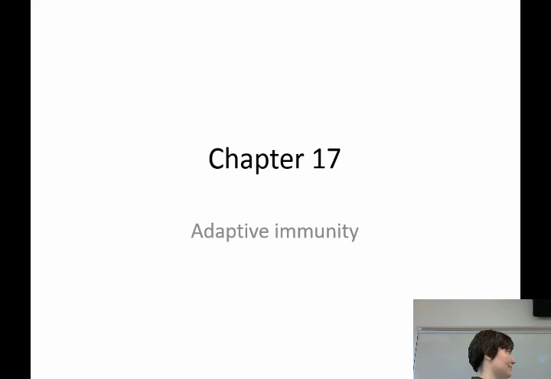All right. Let's move on to chapter 17. So we've talked a lot about innate immunity, and now we're going to talk about the other part, which is adaptive immunity. What is the most central, important part of this kind of immunity, would you say? What is the thing that our body makes or does that is really key to allowing us to have this kind of adaptable immune system?